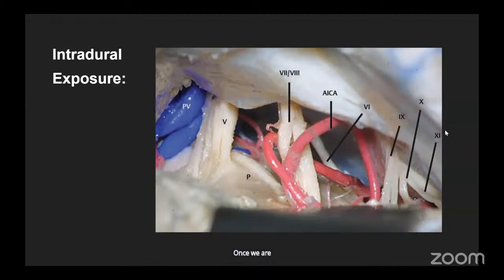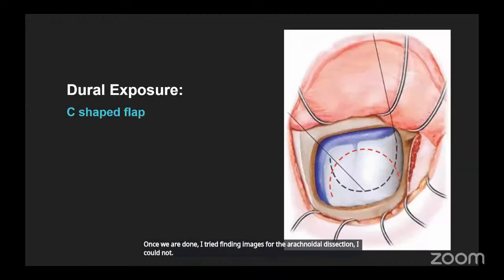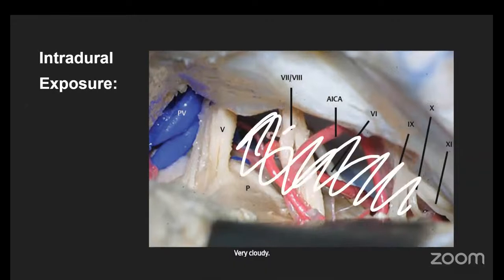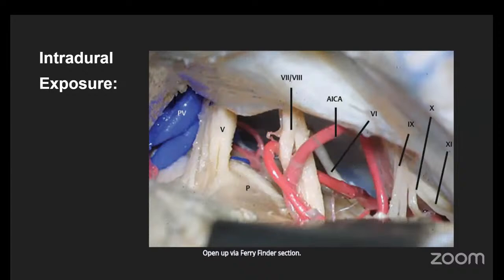Once we are done, I tried finding images for the arachnoidal dissection. I could not. Once we open up the dura, this is not the view you're going to look at. The view is more or less going to be very cloudy. And why is that? Because there will be the CP angle cistern and an arachnoidal covering, which you will have to open up via very fine dissection. Once you open up the cistern and all the CSF is released, then and only then you are going to get this view. Even then, probably you would not get this view because this is cadaveric.